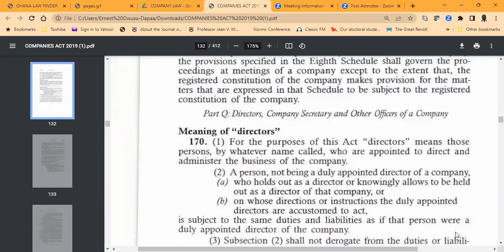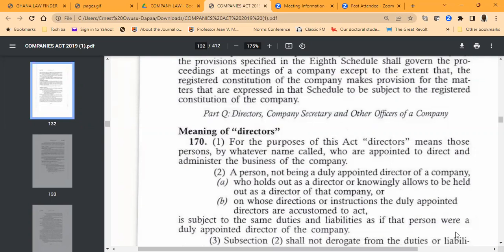Again, we should also remember that there are some persons who have not actually been appointed as directors, and yet either on their own they are behaving in relation to the company and towards third parties as directors, or the company itself or some other officers within the company are letting third parties, letting the outside world, recognize or see these persons who have not actually been appointed as directors. And that is why section 170 subsection 2 is important.